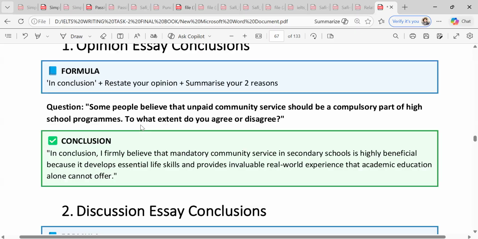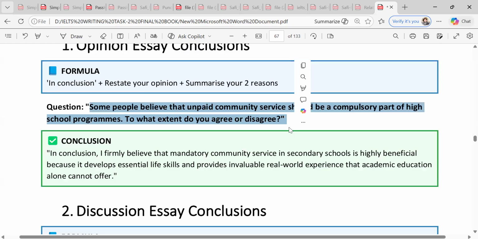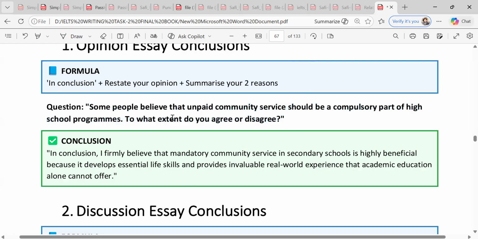Let's take an example for this one. This is your question. And how to write the conclusion paragraph. First of all, read the question and then the conclusion paragraph for the opinion type of essay. And this is the formula. Start reading it, please.